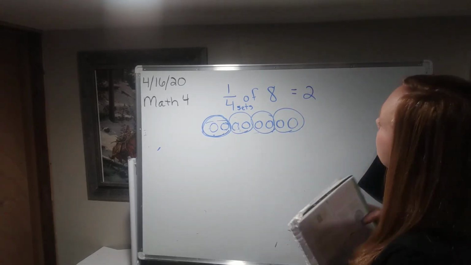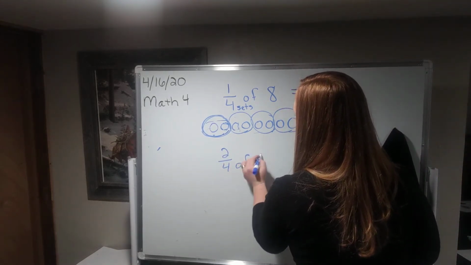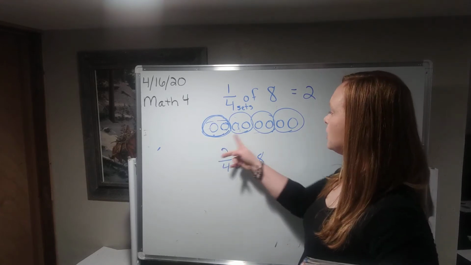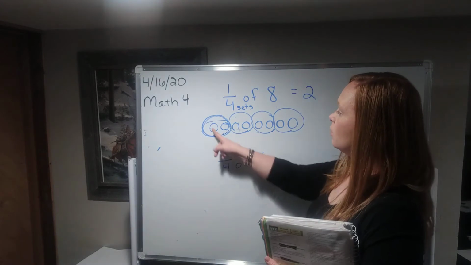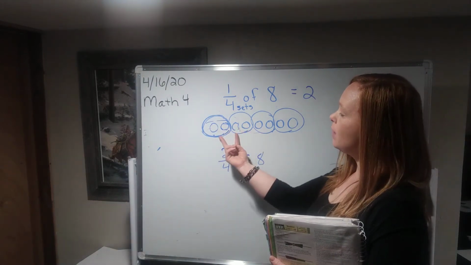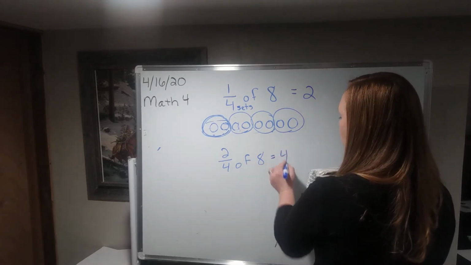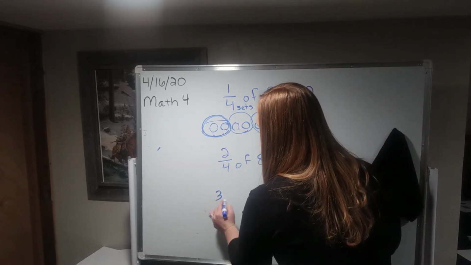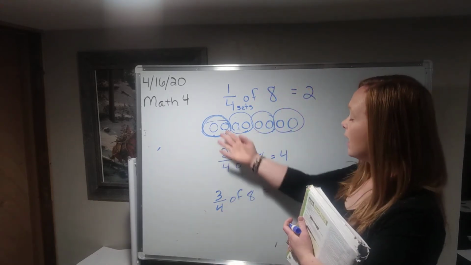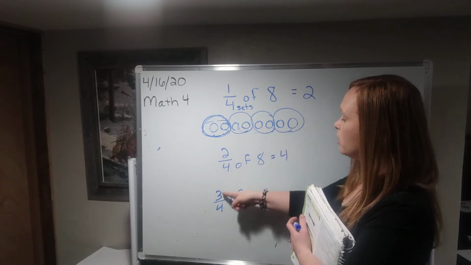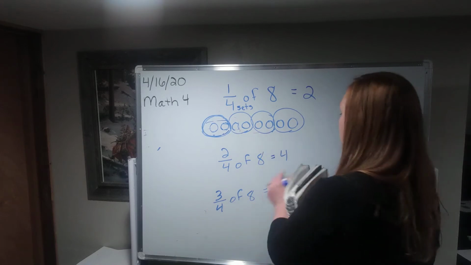Now, what if I wanted 2/4 of 8? I've still got them already divided into 4 bags. How many cookies are in 2 bags? 1, 2, 3, 4. I have 2 bags, and I have 4 cookies in those 2 bags. So that equals 4. What if I ask you for 3/4 of 8? Now I have all my 8 cookies in 4 bags. I want to know how many cookies are in 3 bags. 1, 2, 3, 4, 5, 6. So 6.